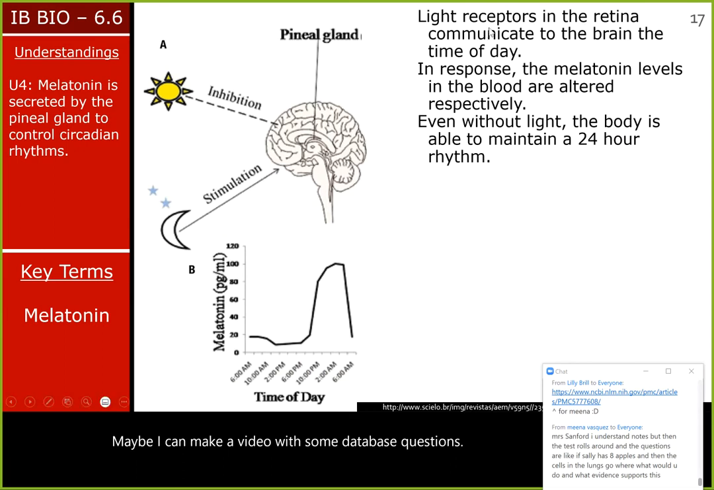So here we go. Light receptors in the retina communicate with the brain, being like, hey, it's light outside. Right? So here it is. There's that peak.